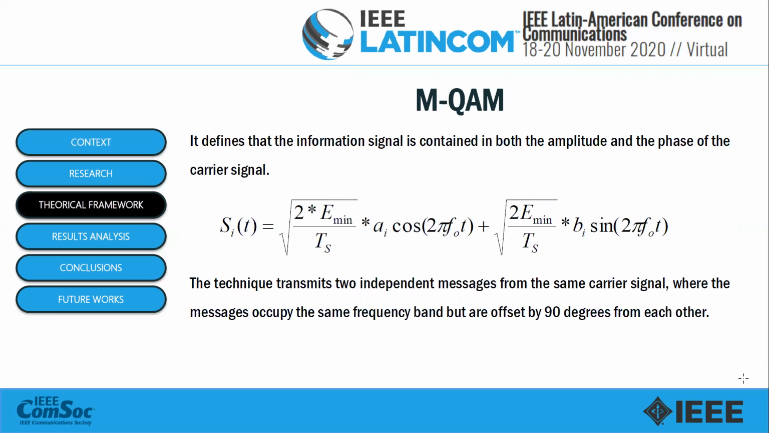So it's important to talk about the theoretical framework, to recall something about the M-QAM. It defines that the information signal is contained in both the amplitude and the phase of the carrier signal. We have this equation that lets us work on this topic. The technique transmits two independent messages from the same carrier signal, where the messages occupy the same frequency band, but are offset 90 degrees from each other.